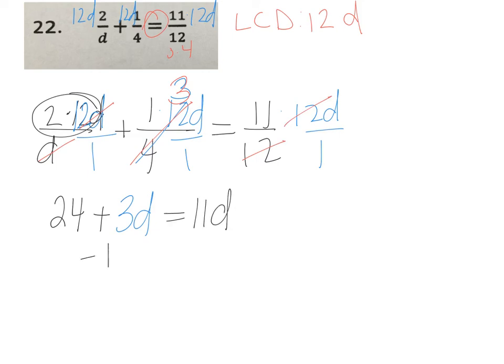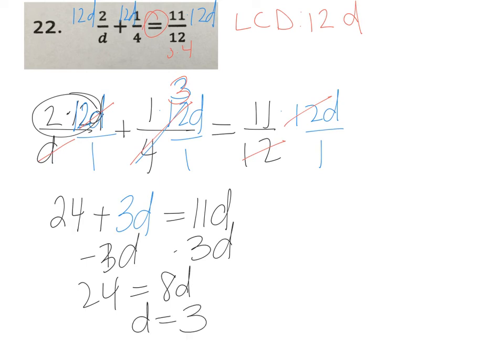And then we can subtract 3d. 24 equals 8d, and d equals 3. If I plug that in to my equation up here, it doesn't make the denominator 0, so d is an answer.